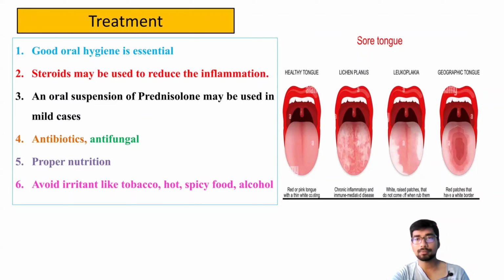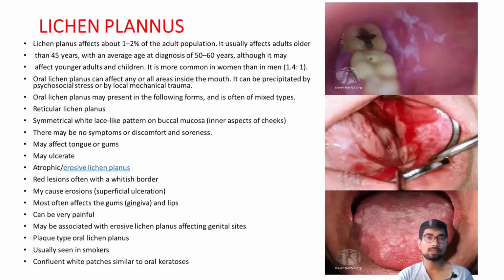This is erythema. This is lichen planus, a chronic inflammatory and immune-mediated disease. This is leukoplakia, with white raised patches that do not come off when we rub them, and geographic tongue, with red patches that have a white border. Lichen planus affects about 1 to 2% of people, usually adults more than 45 years. Oral lichen planus presents in the following forms: reticular form or ulcerative form.